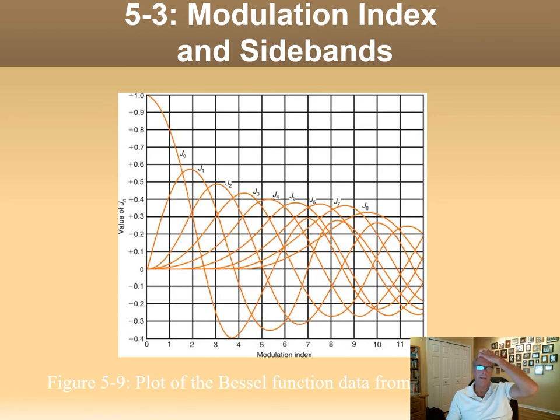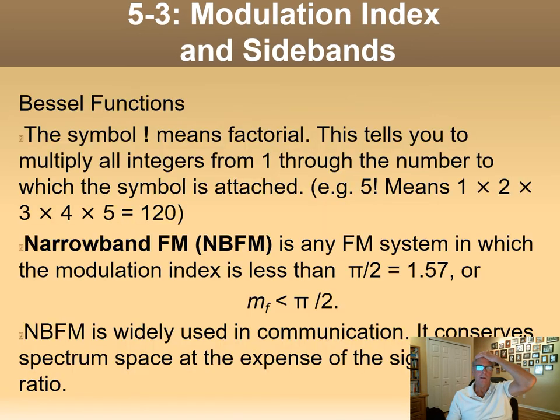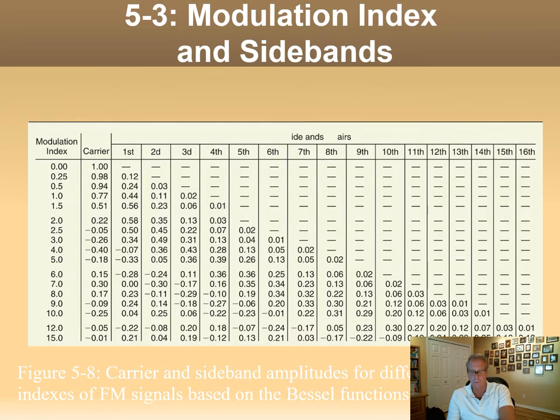Here's a plot of that data. Look at that. So, little mathematical symbol here. The exclamation point means a factorial. It tells you to multiply all the numbers up to the one the symbol is attached to. So 5 factorial means 1 times 2 times 3 times 4 times 5 equals 120, which we use in solving Bessel functions, which we're not really going to cover here because really all we're going to do is use this table every single time.